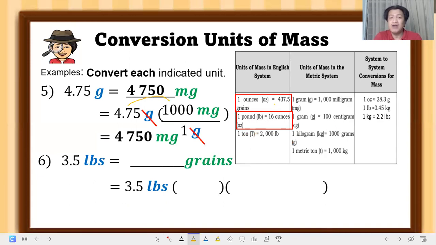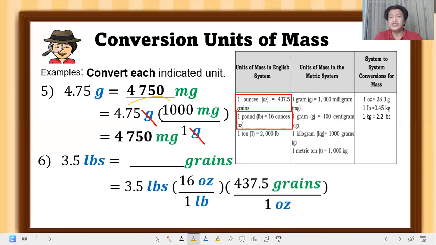437.5 grains para makuha natin yung unit na grains. And you can now set up the unit fraction. But take note, same yung unit sa denominator para makancel yung pounds yan. And also yung ating ounces. Same unit sa denominator mo yung given to sa numerator. Okay? Then you can cancel the pound unit, also the ounces. Okay. And therefore, you can now multiply.